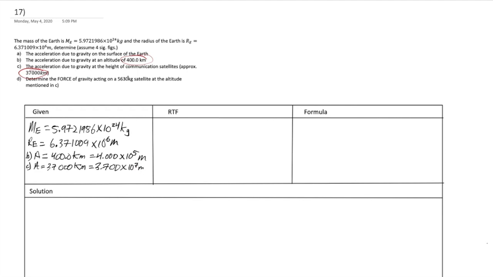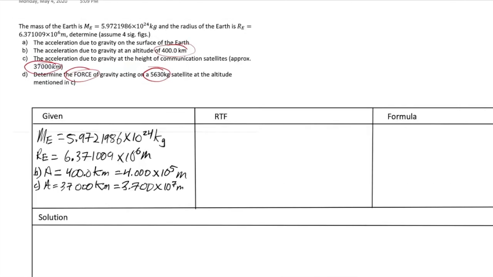And finally, for part C, we're looking for the force of gravity acting on a 5,630 kilogram satellite. So I am going to represent that as m, subscript S, of course. And I'm using a little m because it is a significantly smaller mass than the mass of the Earth.